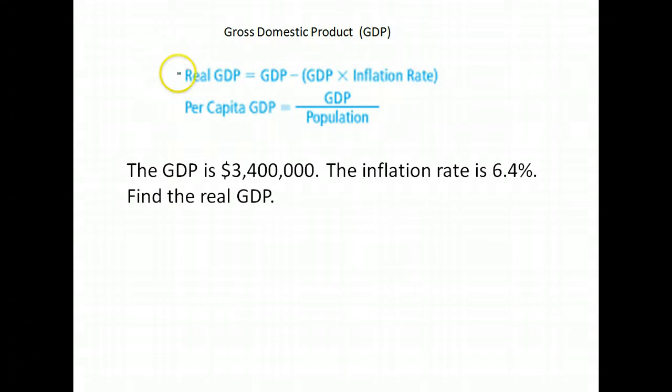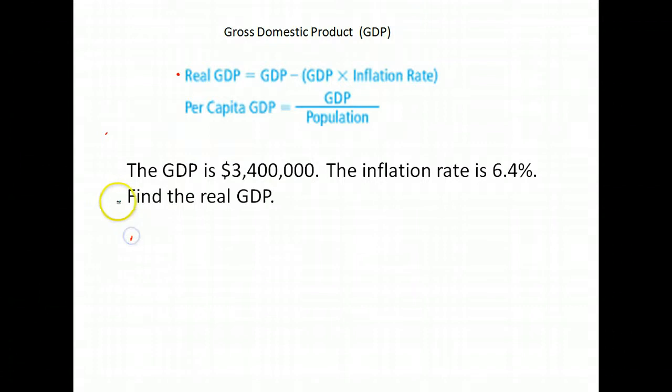We have our formulas up here. The real GDP is the GDP minus the GDP times the inflation rate. So that's adjusted a little bit for the real GDP. The per capita GDP, then you take the GDP divided by the population. Per capita means per person. So that would give us the GDP for each individual person. So let's take a look.